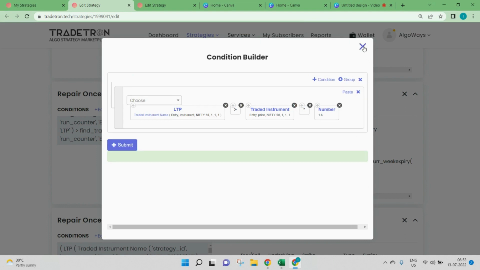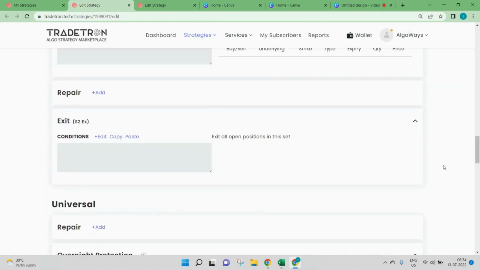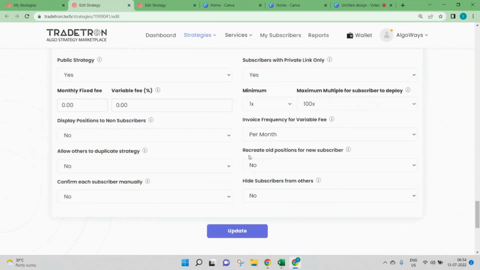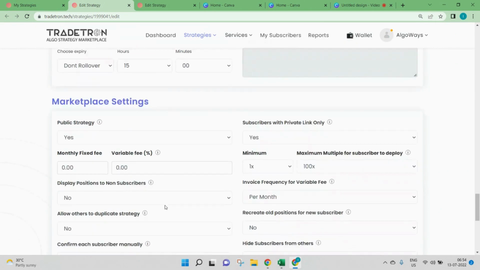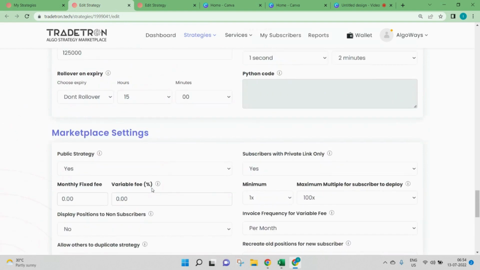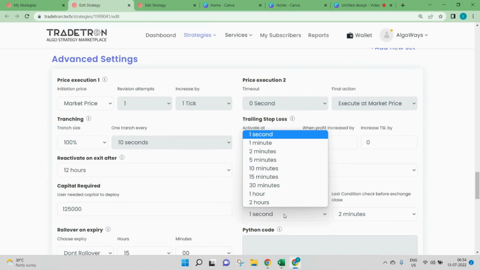I'm not deleting anything now. See, whenever you make any change, you have to update the strategy, box-wise, and then the final update at the bottom. Otherwise, the changes will not take effect. Other things, 12 hours activation, you have to mention capital here, right? If you are in the marketplace, then you can publish the strategy and so on and so forth.